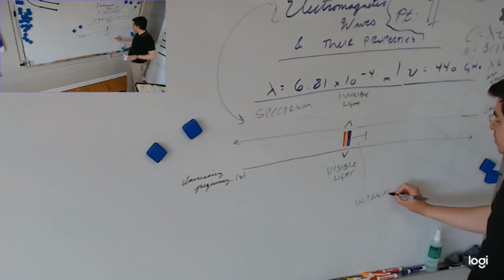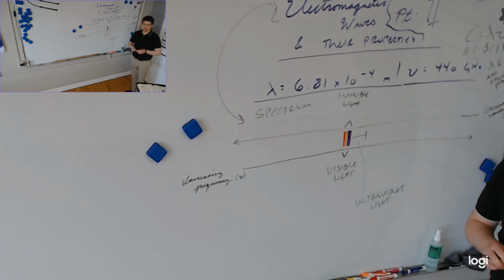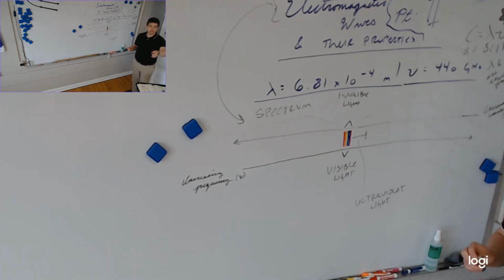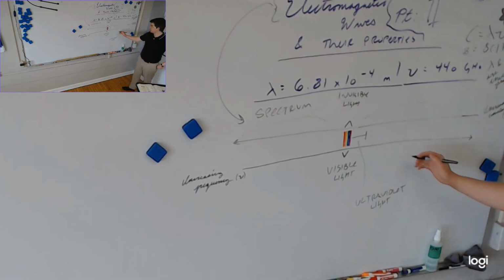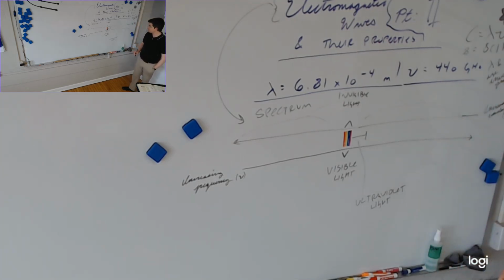How do you know ultraviolet light exists? What evidence is there that ultraviolet light exists? Burning. What kind of burning? Sunburn. You get a sunburn from the ultraviolet light. Ultraviolet light causes sunburns. That's one piece of evidence that you've probably experienced of ultraviolet light.